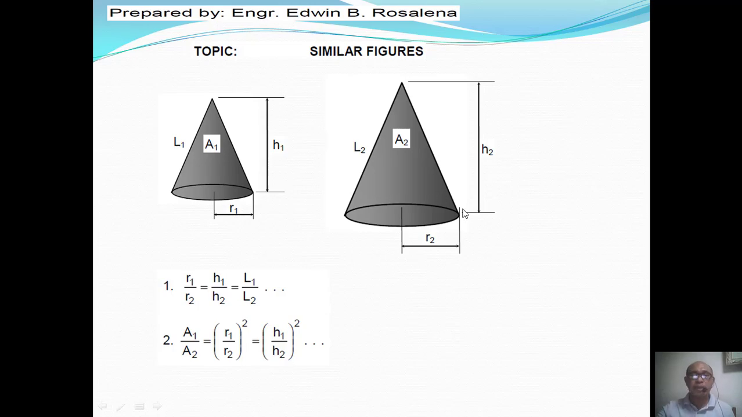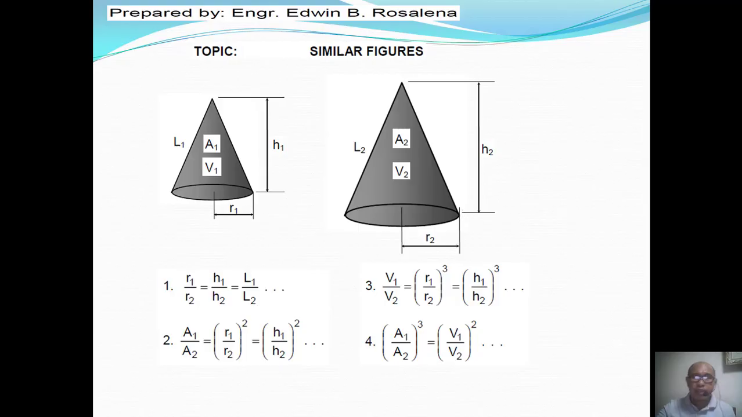How about the volume? Volume V1, volume V2. The ratio of the volumes V1 over V2 is equal to the cube of the linear ratio. So V1 over V2 equals (R1 over R2) cubed, equals (H1 over H2) cubed, equals (L1 over L2) cubed, equals (C1 over C2) cubed, and so on. So the volume ratio is equal to the cube of the linear ratio.